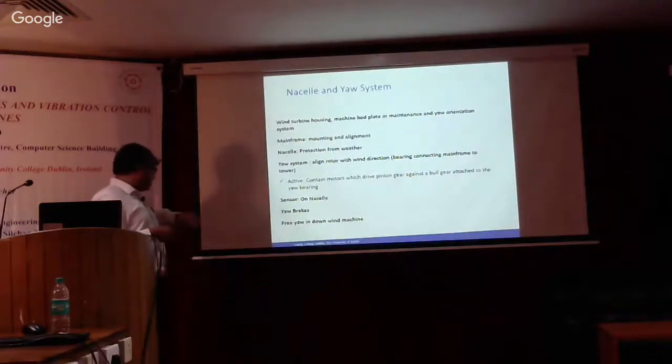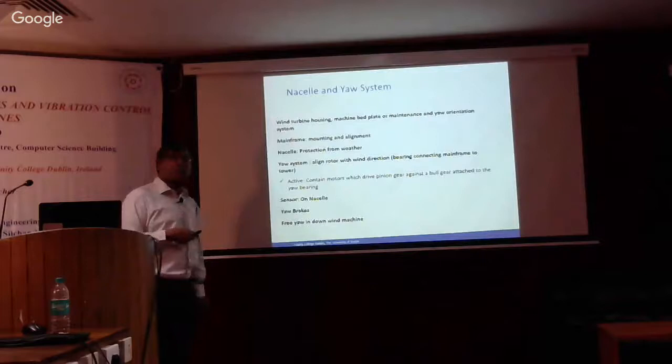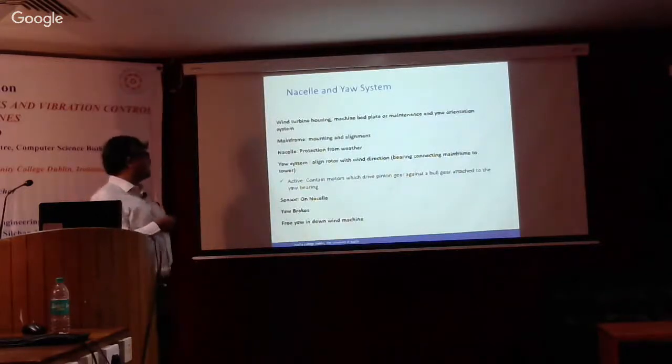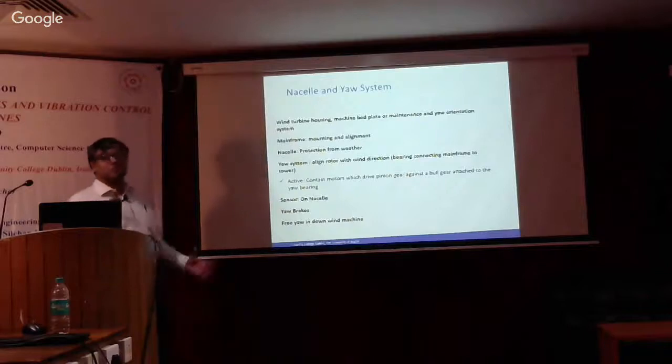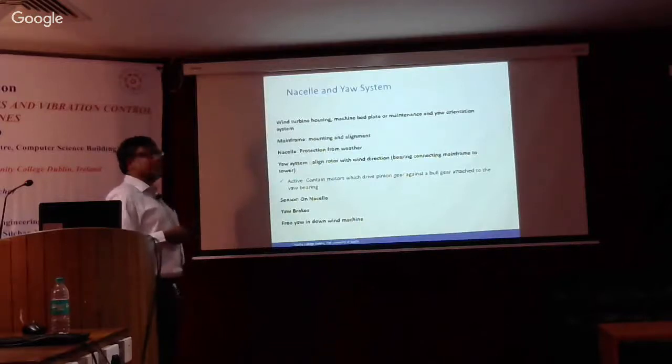Nacelle and yaw system, obviously housing the wind turbine, machine bed plates, and so on. And among other things, the nacelle is required for protection against the external weather. And again, the nacelle is made of some composite material and is lightweight. And it works well there because obviously the nacelle is not subject to any significant dynamic loading.